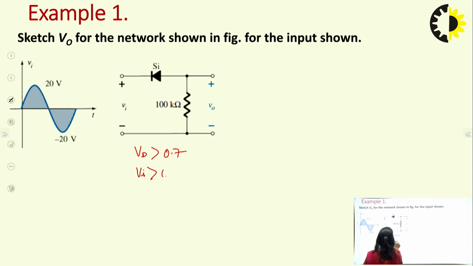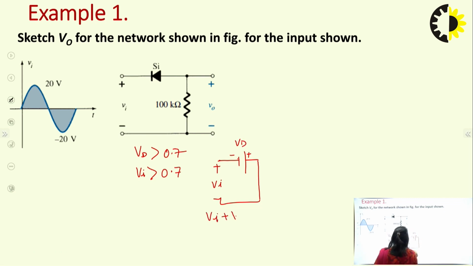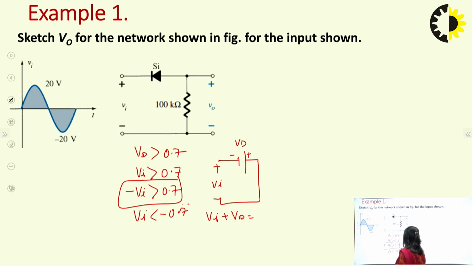So when Vi is greater than 0.7, or we can write it here, with this side minus and this side plus, and here plus and minus Vi. So the value of Vd would be equal to minus Vi, which must be greater than 0.7. This is the condition when this diode will be in conducting state, or we can say Vi must be less than minus 0.7. This is the condition in which the diode conducts.